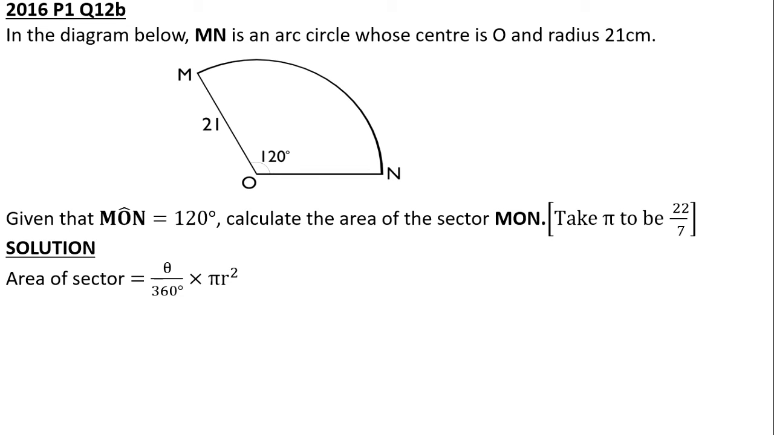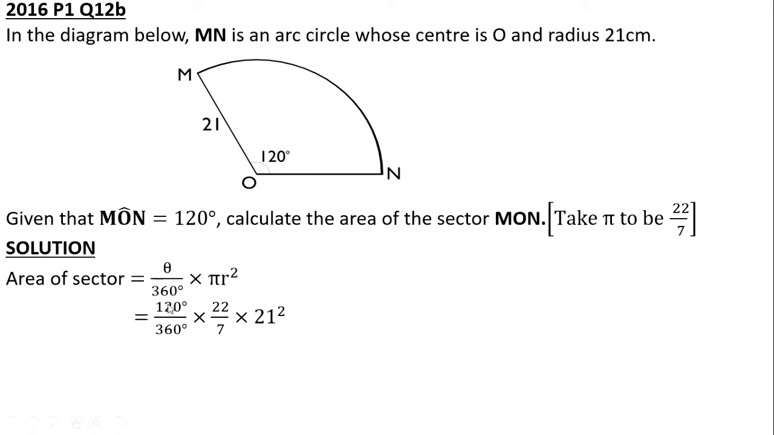Area of a sector is equal to theta over 360 degrees times pi r squared. Since the question is saying calculate the area of the sector, we are going to replace theta with 120 degrees. Where there's pi, we'll replace our 22 over 7. And where there's r, we'll replace our 21. So it's going to look like that.